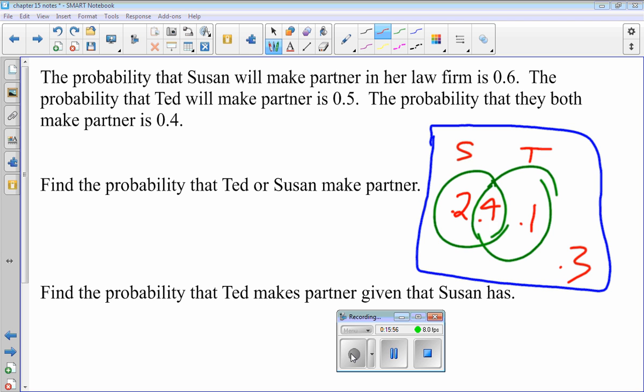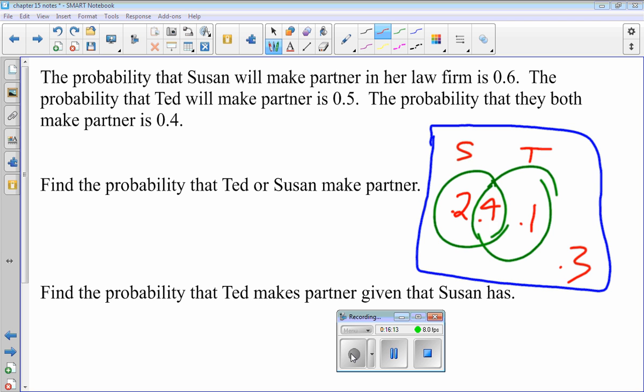Right. You have to subtract the probability of 0.6 Suzanne. Why can't I say Suzanne? Like Suzanne. That's all right.